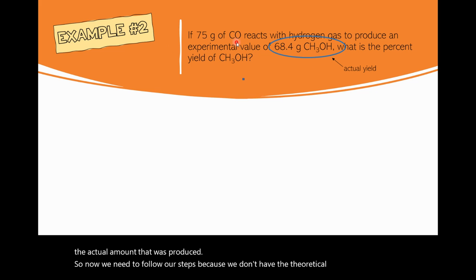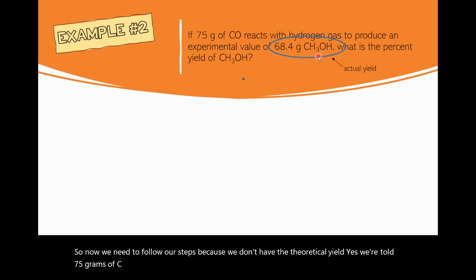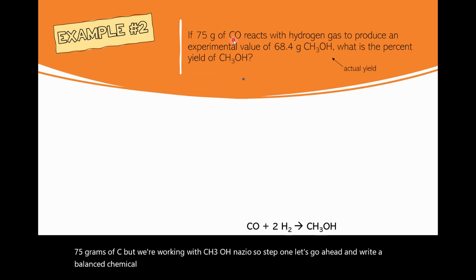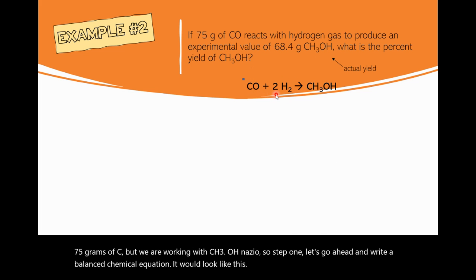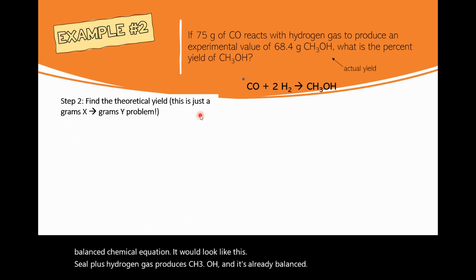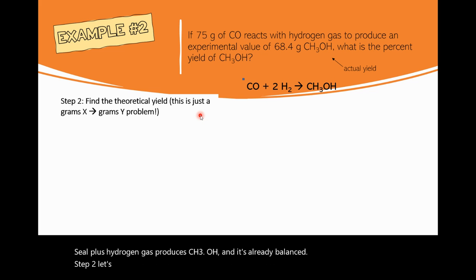Yes, we're told 75 grams of CO, but we are working with CH3OH, not CO. So step 1, let's go ahead and write a balanced chemical equation. It would look like this. CO plus hydrogen gas produces CH3OH, and it's already balanced. Step 2, let's find the theoretical yield. Remember, this is just a grams of X to grams of Y problem.